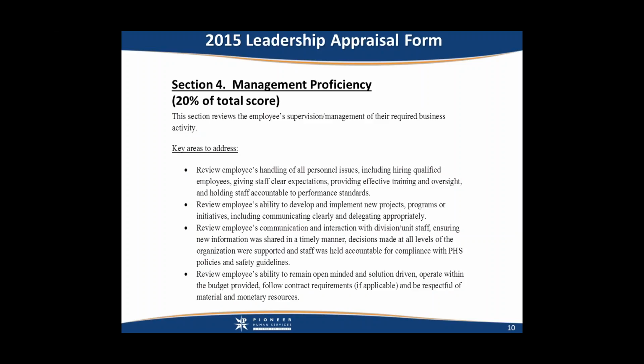Take a look at their communication and interaction with division or unit staff, ensuring new information was shared in a timely manner and decisions made at all levels of the organization were supported and staff was held accountable for compliance with PHS policies and guidelines. Consider the employee's ability to remain open-minded and solution-driven, how he or she operates within the budget provided and follows contract requirements if applicable, and if they are respectful of material and monetary resources. And again, for those in supervisory or management positions at PHS, how they run their units is an important part of the appraisal. This section should provide examples of how the employee earned their score for each of the key areas.